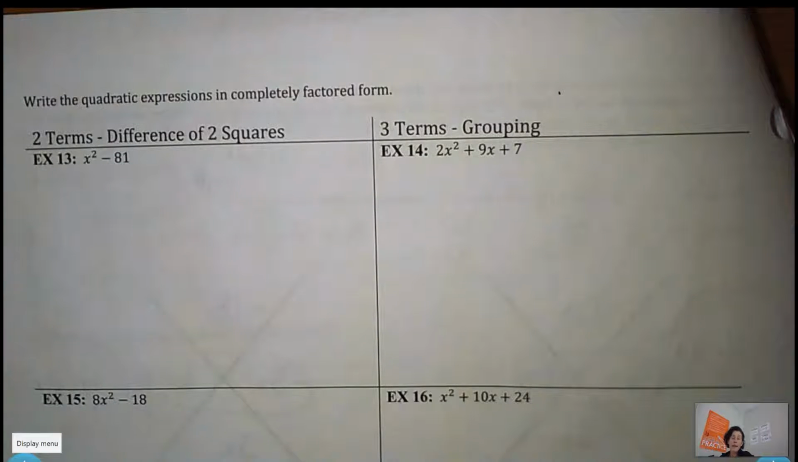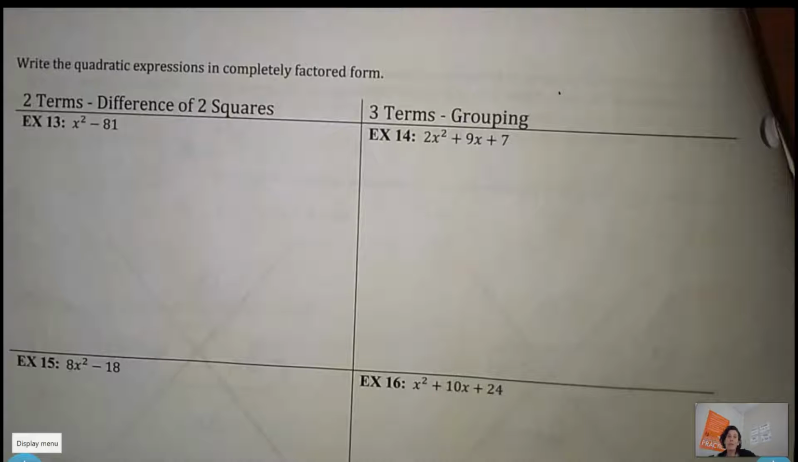Okay, surprise, we're not done. I didn't look, there was the last page. All right, let's practice a little bit more with this factoring when there are three terms.